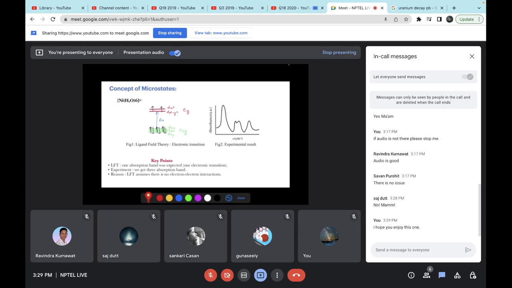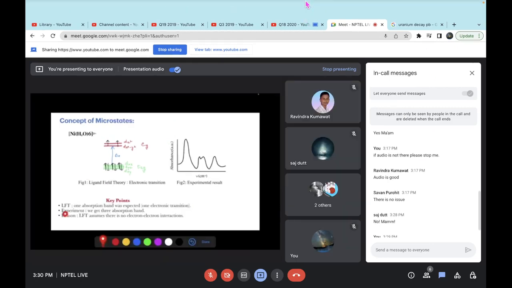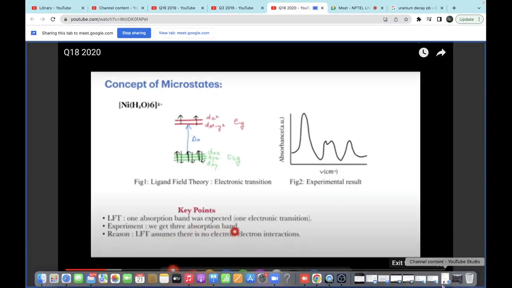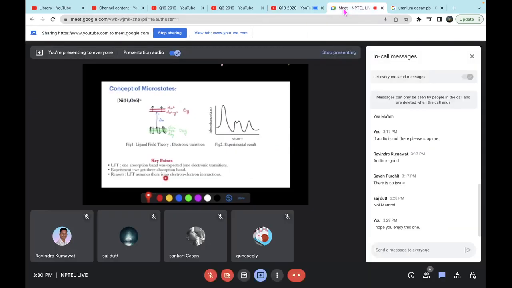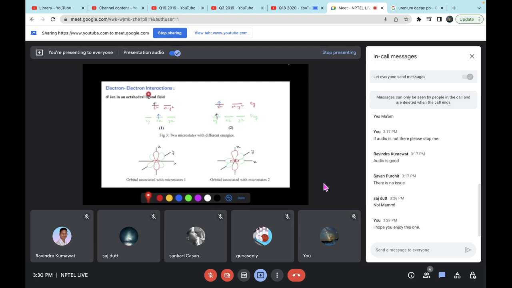The key point is that from ligand field theory we expected only one absorption band, that is one electronic transition, but through experiment we get 3 absorption bands. The reason is that LFT assumes there is no electron-electron interaction. However, this cannot be, as the electrons in d orbitals have repulsive interaction, and hence it affects the overall energy. So what happens when the electrons interact?